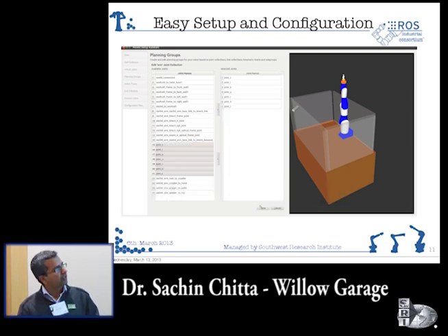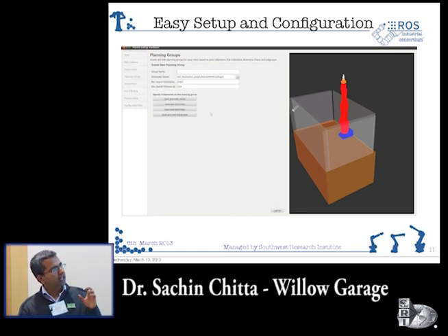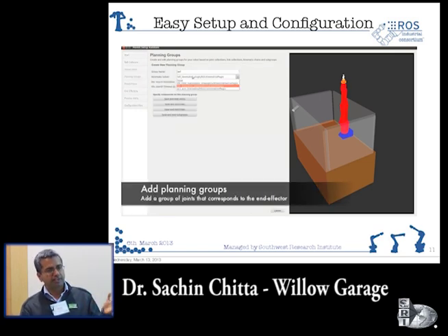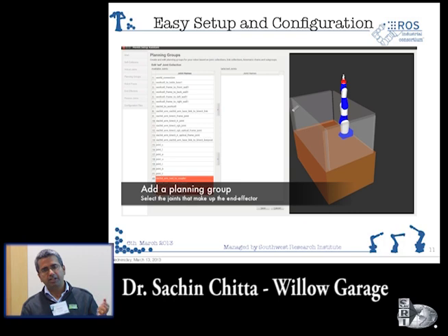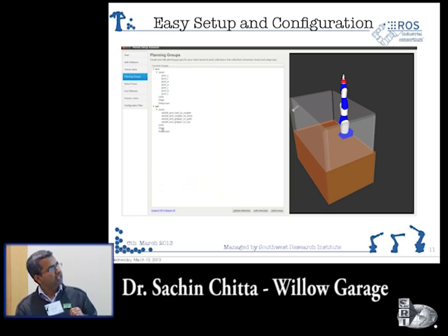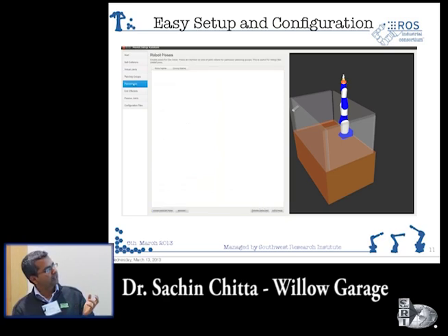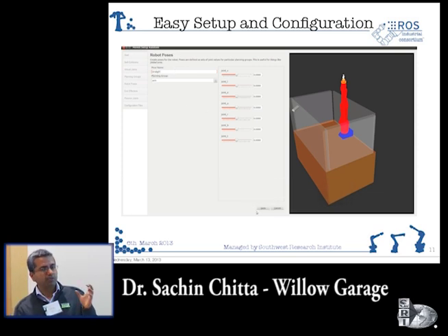The next set of things you can do is specify other things. So in this case, you can say, how does the robot connect to the world? In this case, this robot is fixed to the world, but you can also have mobile robots. So you can have robots that are either moving in a plane or actually full 6 degrees of freedom as well. And this allows you to specify everything through this GUI interface and be able to plan with this robot.